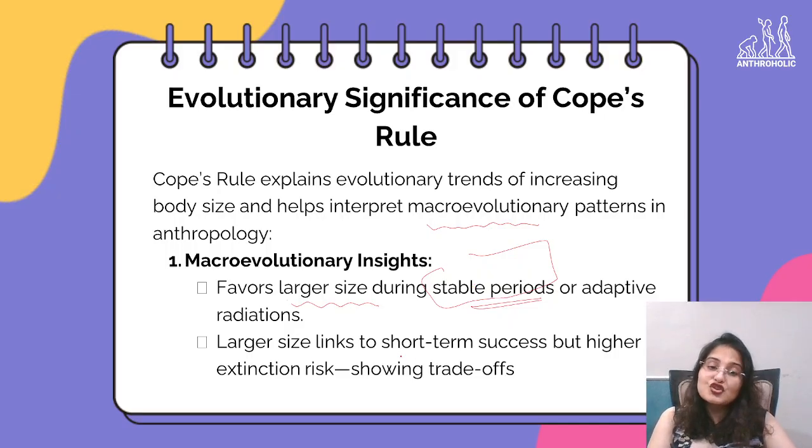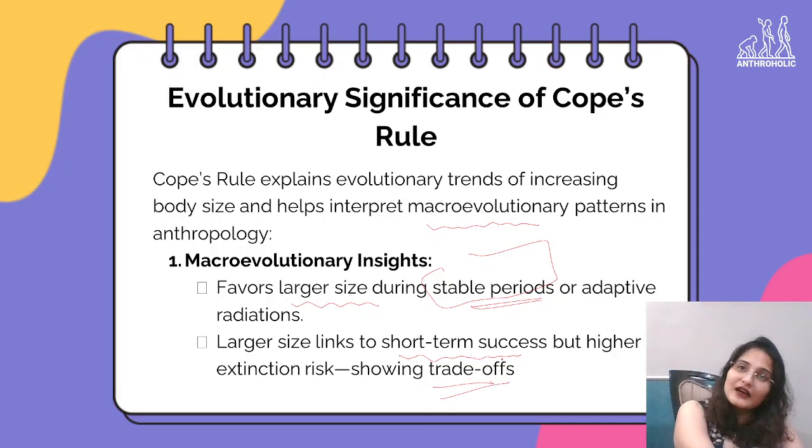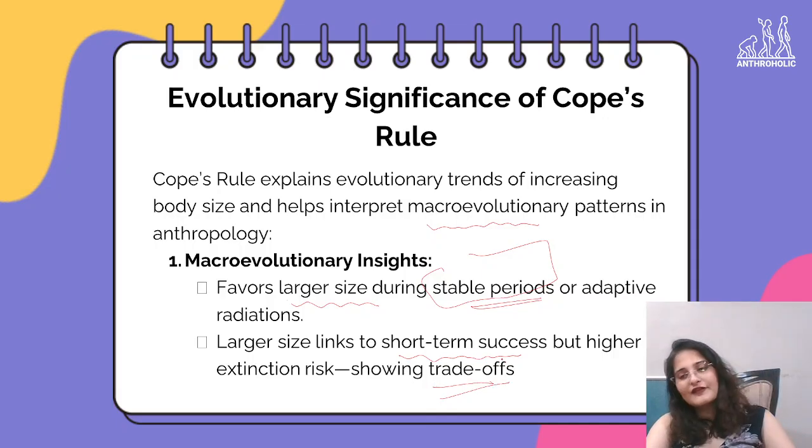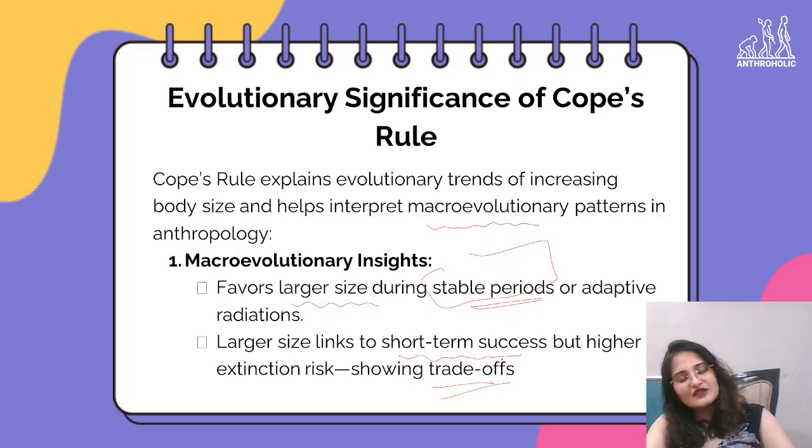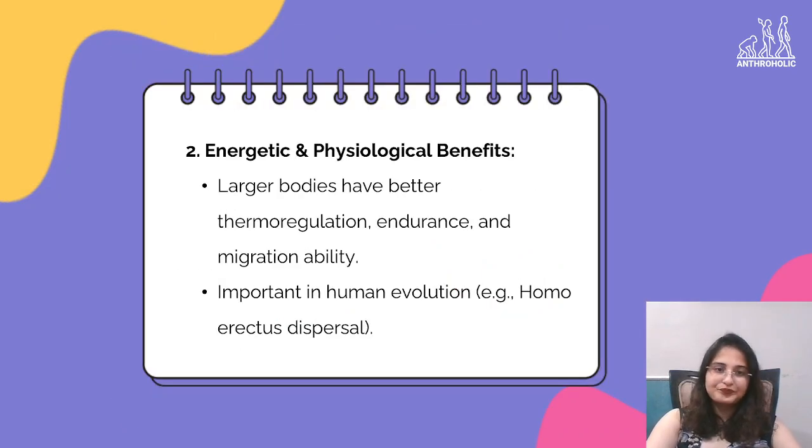Larger size links to short term success, but their extinction rate is higher. That is their trade-off. In the short term they are very helpful because they are able to store fat, they get a larger amount of energy, they can fight better, they can get better resources. But when it comes to the larger picture, the longer run, there is a slight trade-off that can be seen.